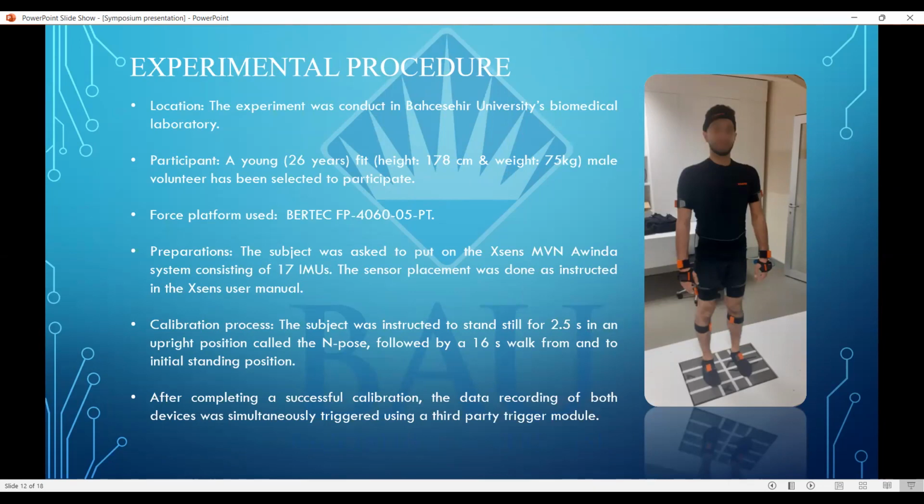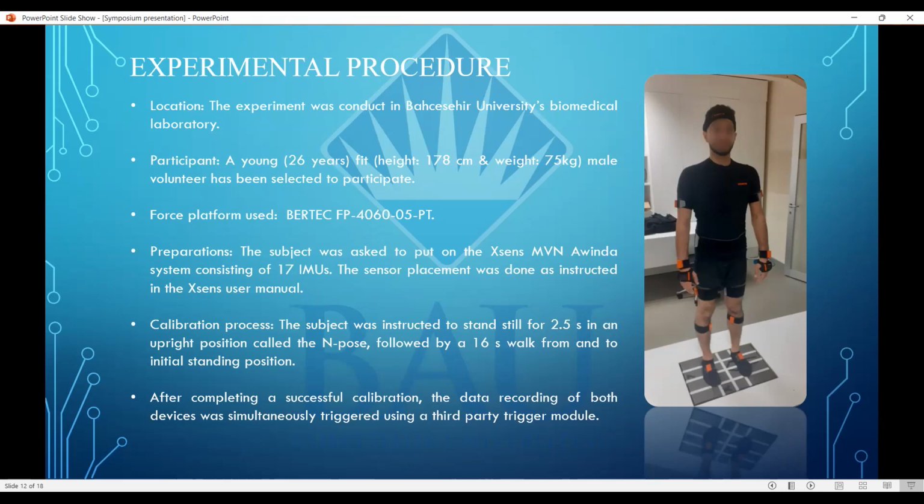The subject, at first, before starting the experiment, was asked to put on the XSense Awinda system that consists of 17 inertial measurement units, and the sensor placement was done as instructed in the XSense user manual. Also, a calibration process needs to be conducted before we can start recording the data.